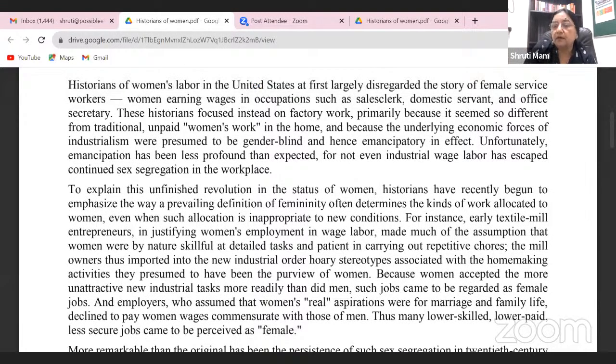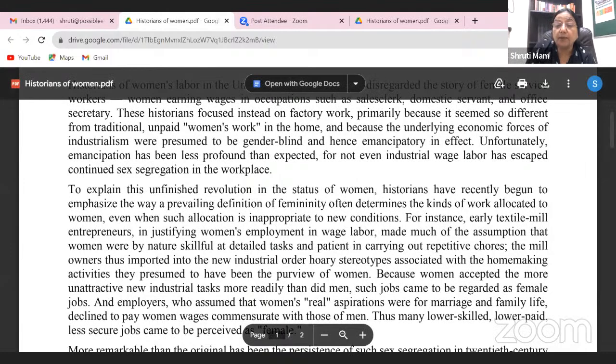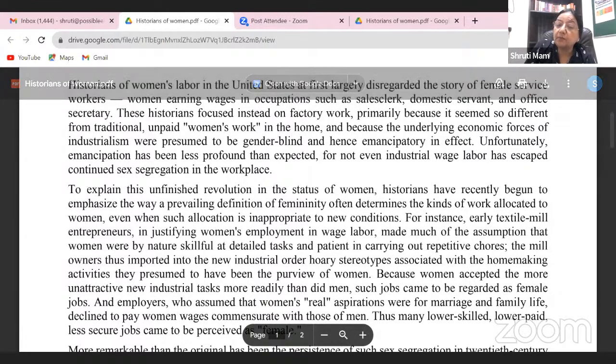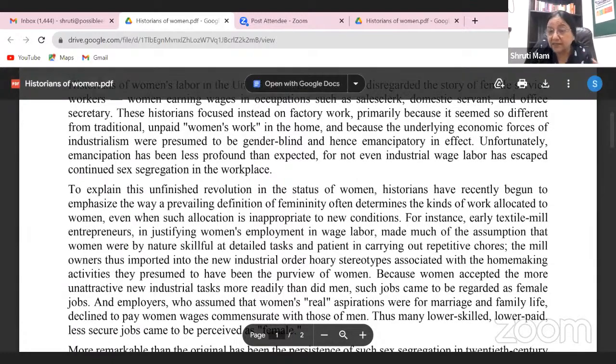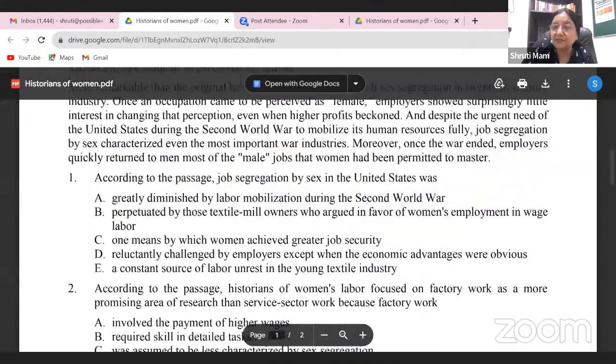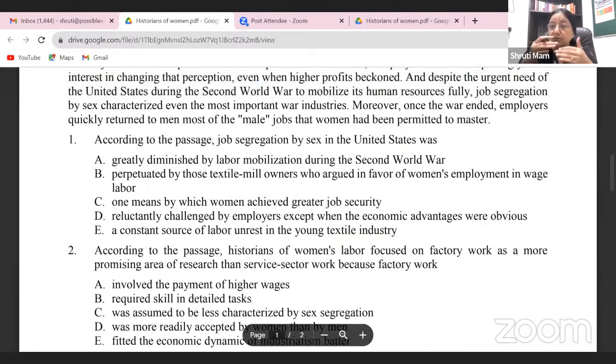Repetitive work. Thus, many lower skilled, lower paid, and less secure jobs came to be perceived as female. Can we keep these? The premise of that example is repetitive chores. The conclusion is lower skilled, lower paid, less secure jobs. Let's keep this in mind and read. Did you see what I did? I treated it more like a critical reasoning question by finding out the premise of the example and the conclusion of the example.